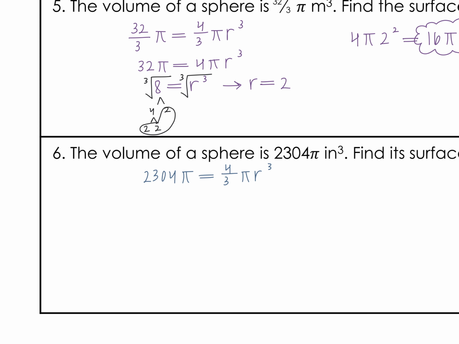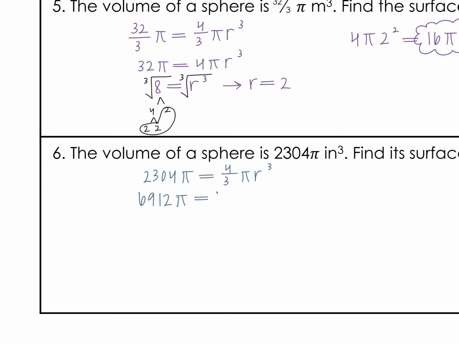radius cubed. Okay, so like I did in the previous one, I'm going to start off by multiplying both sides by 3 so I can get rid of that fraction. And that 2,304 times 3 is going to give me 6,912.